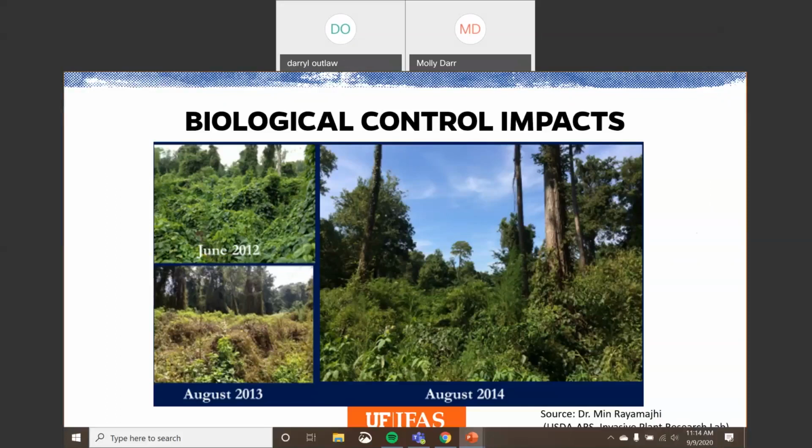So they have done a tremendous job lowering not just the coverage of the vines, but the number of bulbils produced. All right, next.